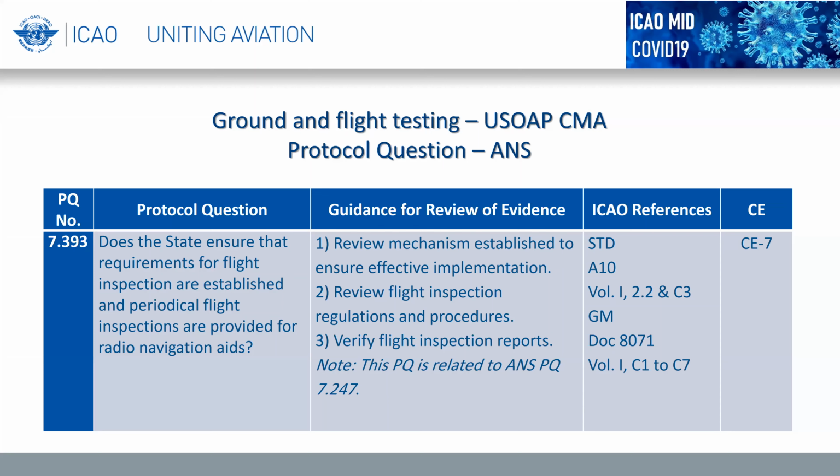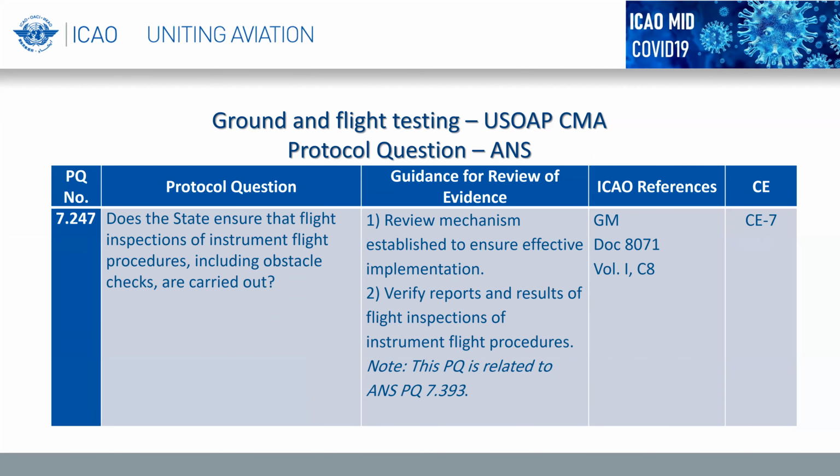And this one also is related to critical element number 7, which is surveillance obligation. This is one of the 8 critical elements of the USOAP CMA program. In this one, you can see the second protocol question about the flight inspection, which is about ensuring that flight inspection of IFP, or instrument flight procedures, including obstacles check, are carried out.